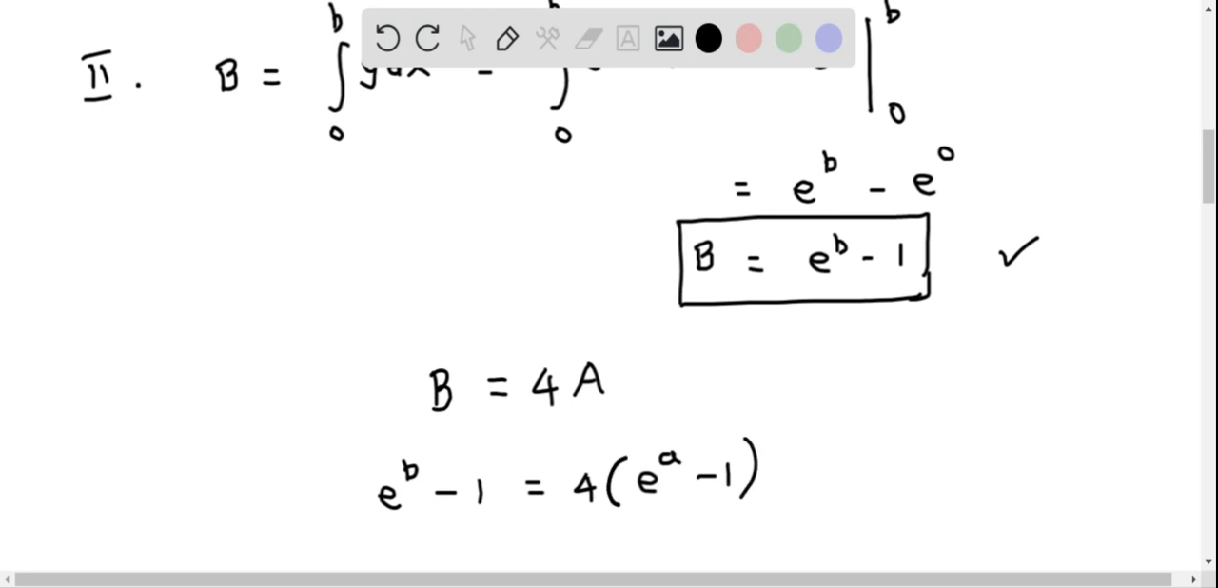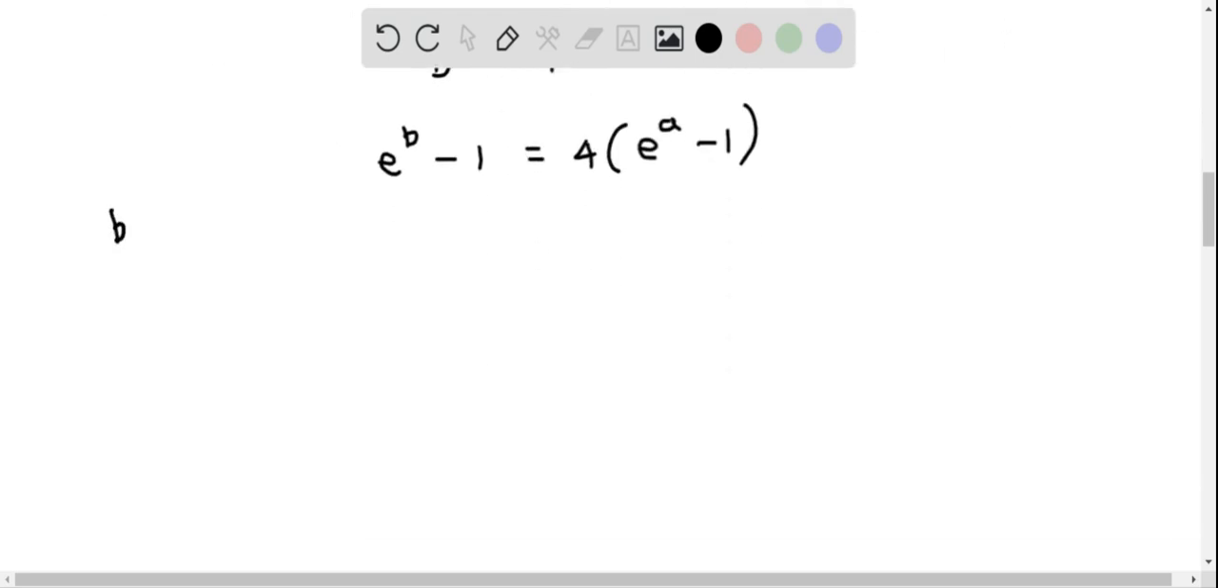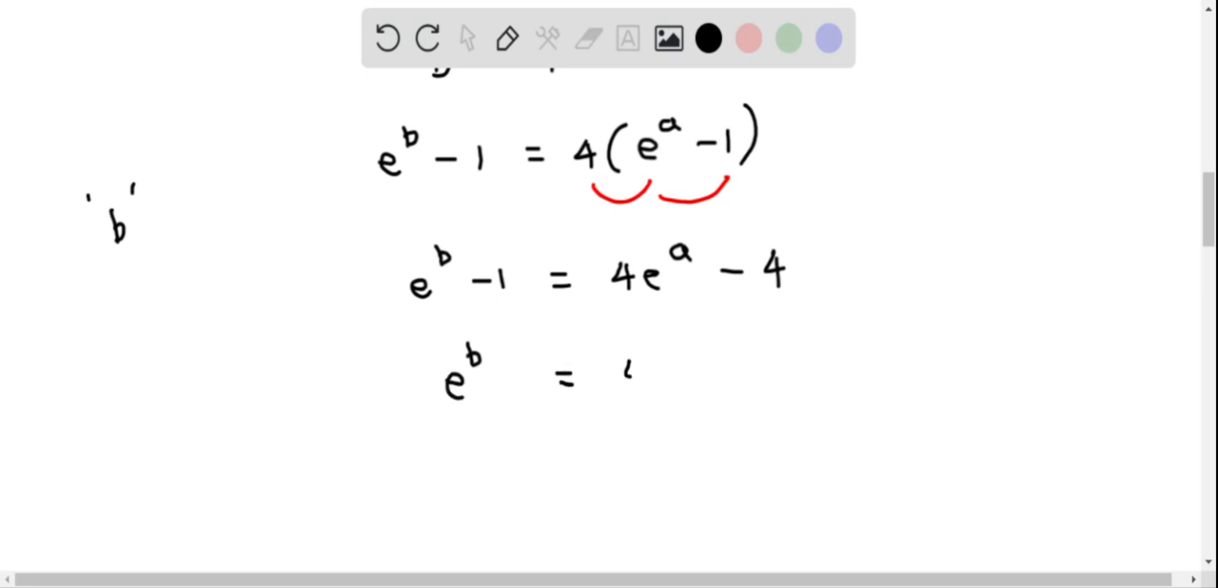So I'm going to simplify this and solve for little b from this equation. First, let me distribute this 4 into the terms. Therefore this becomes 4 times e raised to the power of a minus 4 times 1, which is negative 4. Now I can add 1 to both sides so that I have only e raised to the power of b on this side, and on the right side I will have 4 times e raised to the power of a. Negative 4 plus 1 is negative 3. So I get it like this.